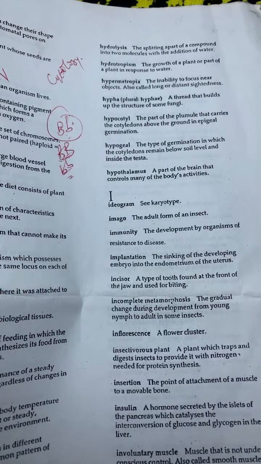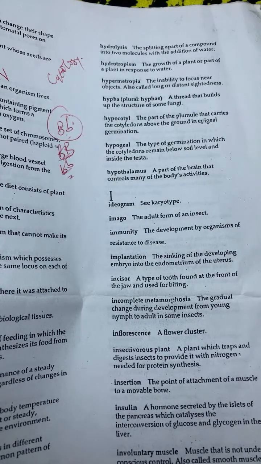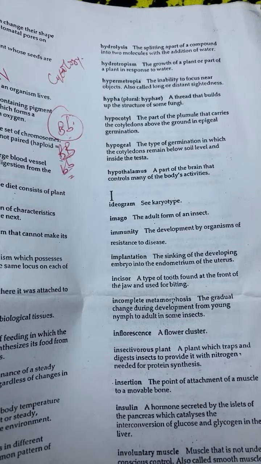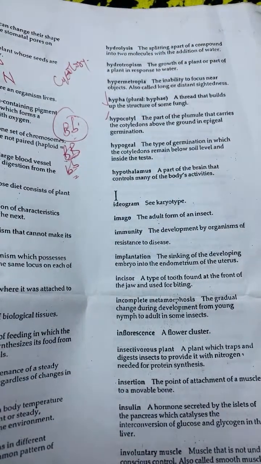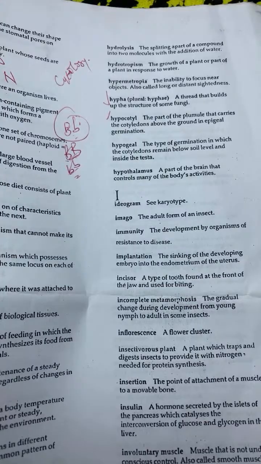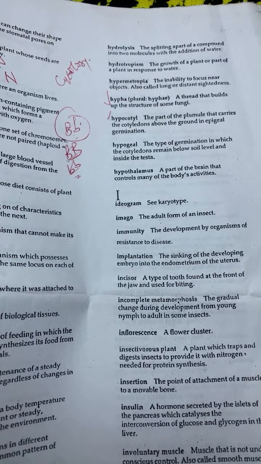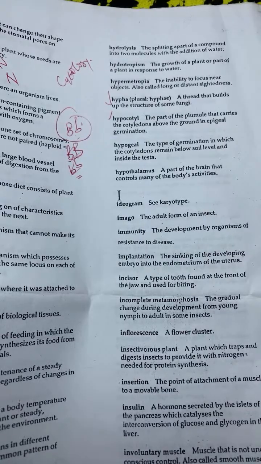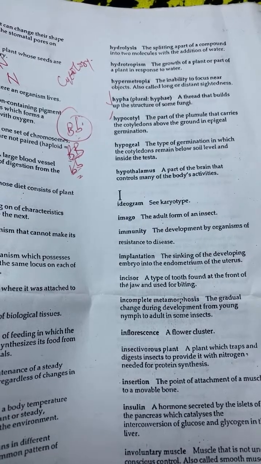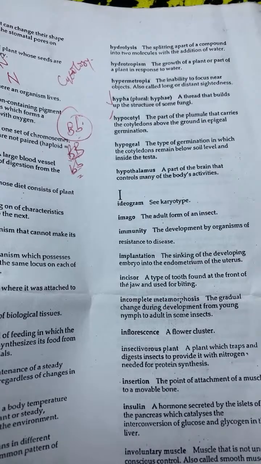Good. Now we have hyphae. A hypha is a thread that builds up the structure of some fungi. Are we together now? Hypocotyl. A hypocotyl, in this scenario, is a part of the plumule that carries the cotyledons above the ground in epigeal germination. Are we there now? The part of the plumule that carries the cotyledons above the ground in epigeal what? In epigeal germination. I told you that in epigeal germination, the cotyledon is usually above the what?